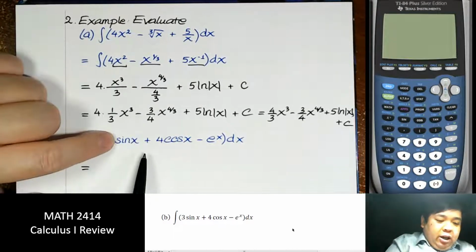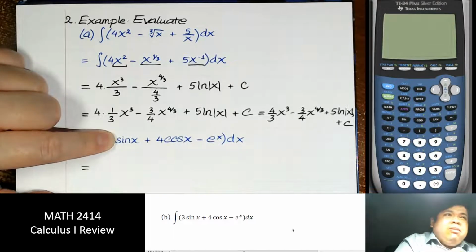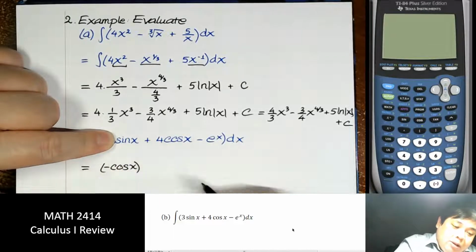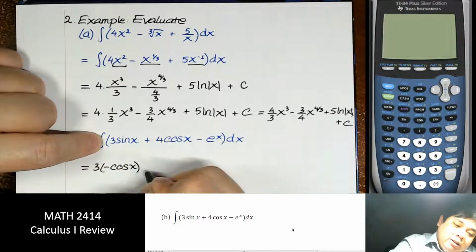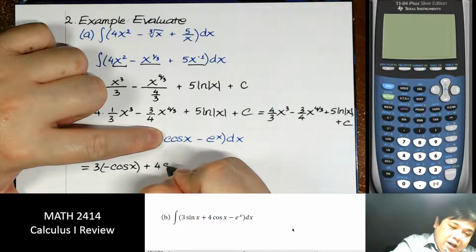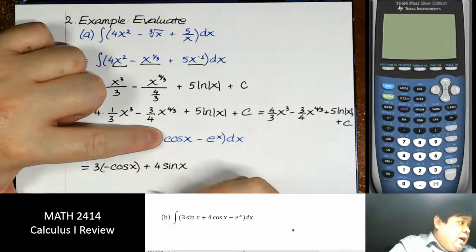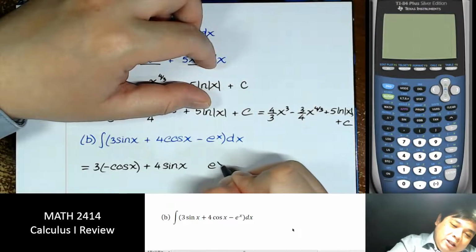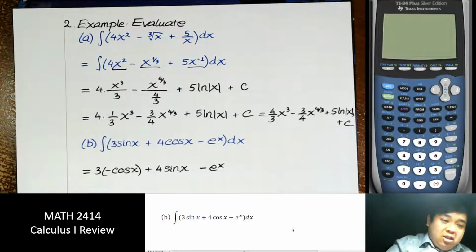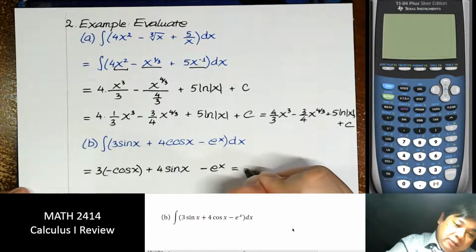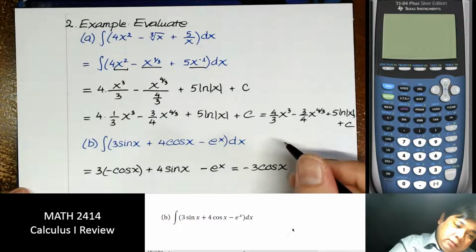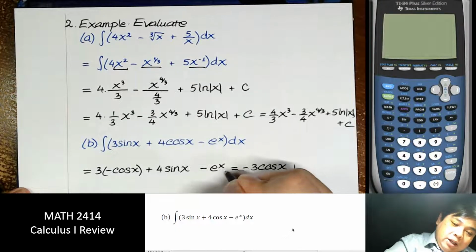So we integrate. The integral of sine x is negative cosine x, and there's a 3 in front of it. The integral of cosine x is sine x, and the integral of e to the x is e to the x. So that's it, except we put the minus in front. It will look better that way. Except I forgot the constant c.